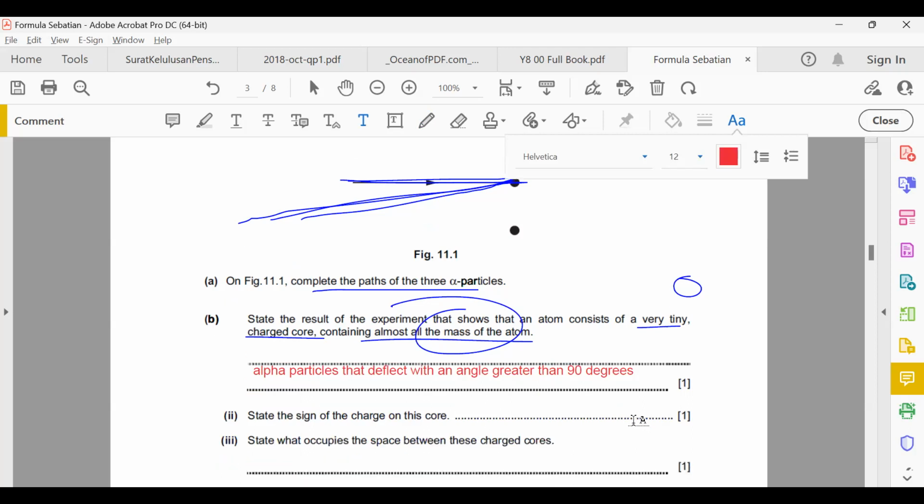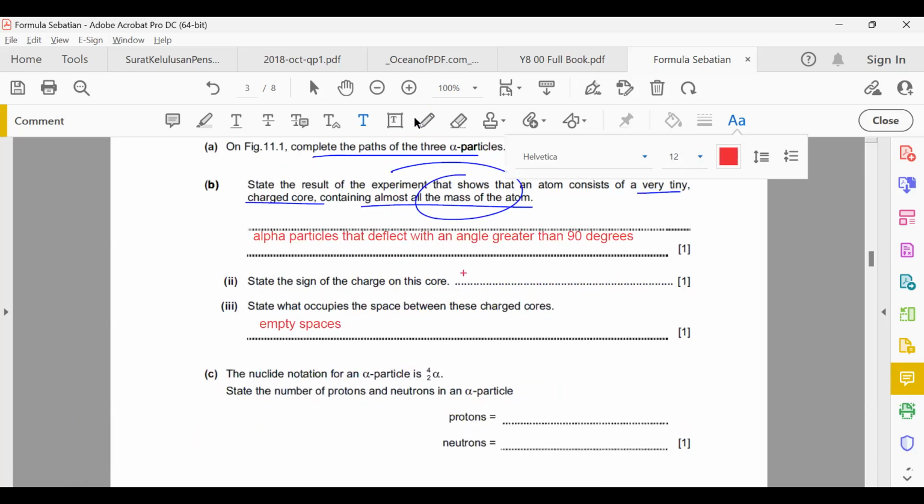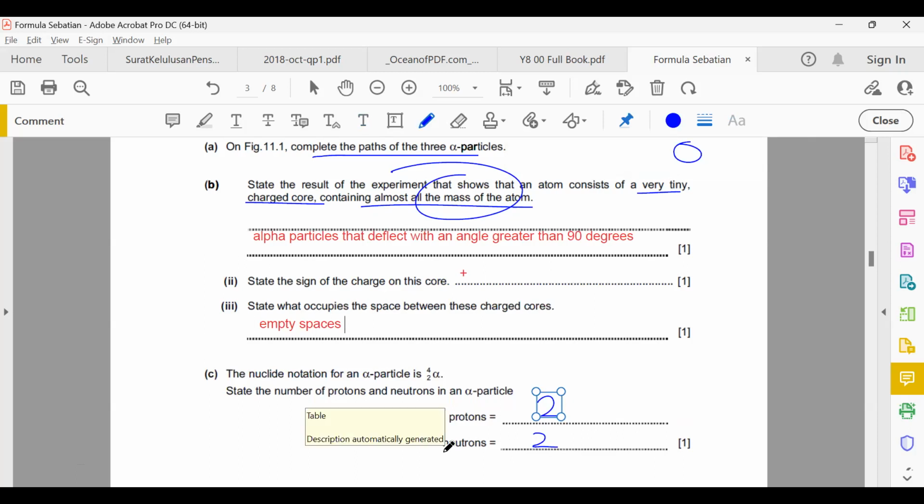Now let's take the charge. The charge of this core here obviously is going to be positively charged. And what occupies the space in between these charged cores is basically going to be empty space, not electrons. There's basically nothing in between the charged cores, right? And this one here is a very straightforward one. Proton number for sure 2, neutron number is 2. Nucleon number should have been 4. If it's neutron, it's just 2.